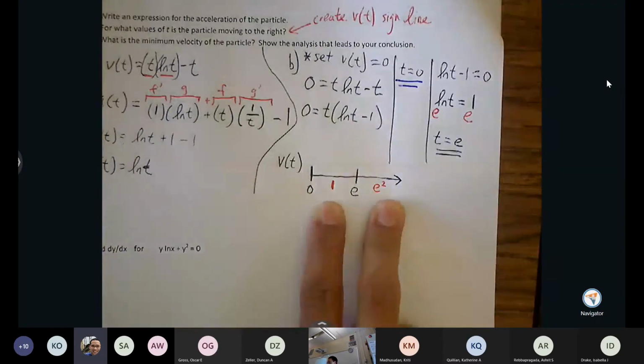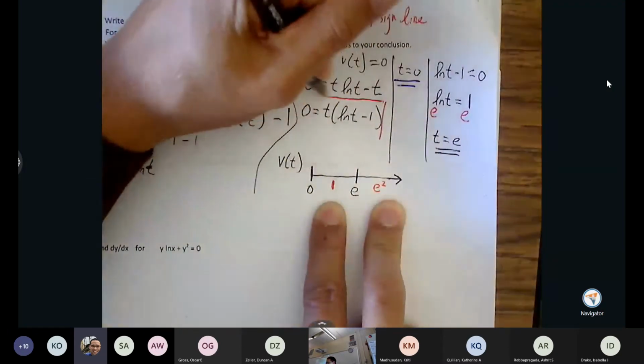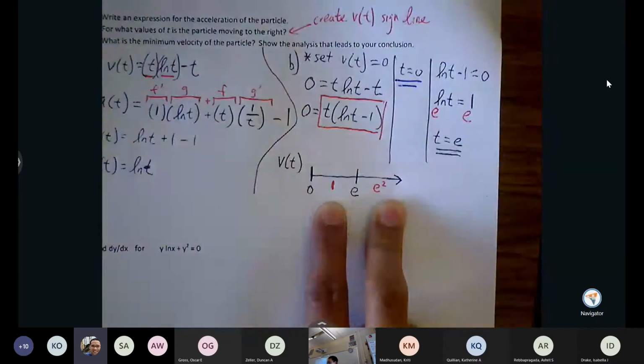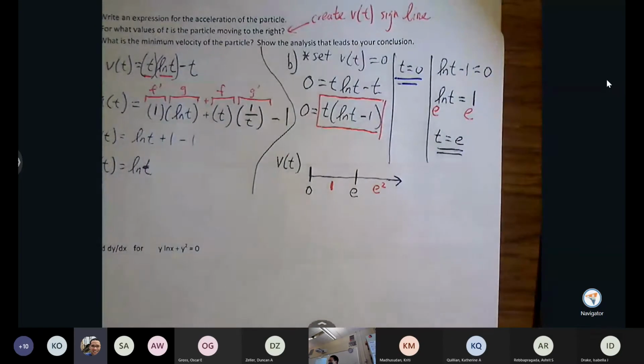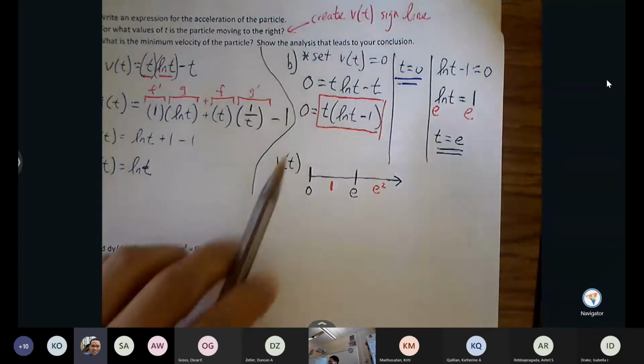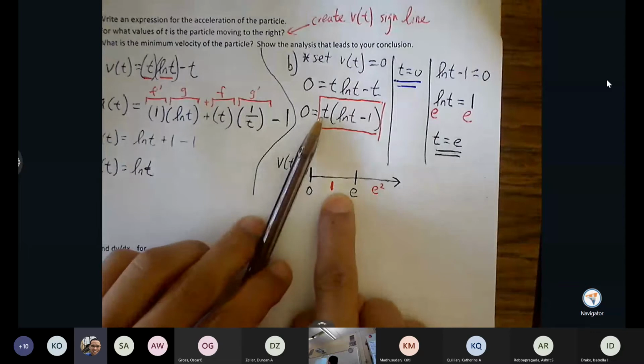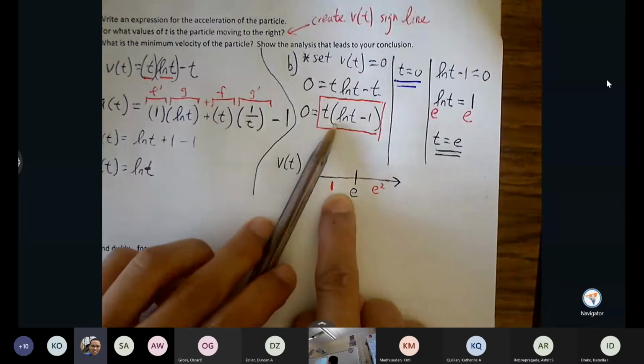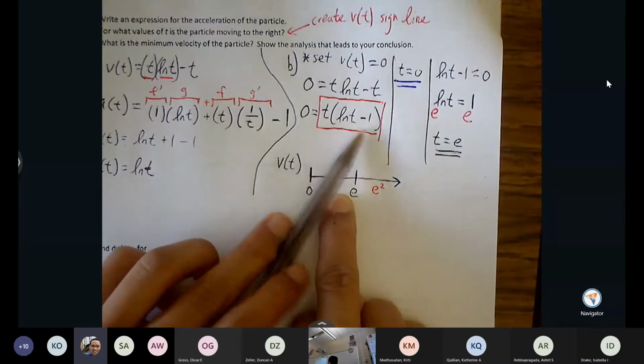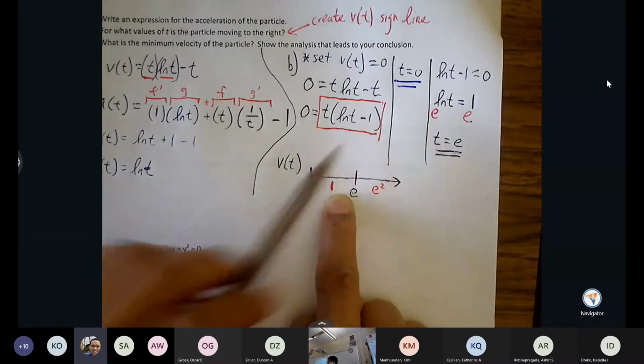Okay. We're going to test against the factored form of the velocity function. We just want to know whether it's positive or negative. So 1 goes in for t. That's positive. Natural log of 1, that's 0. 0 minus 1 is negative. Negative times positive is negative.